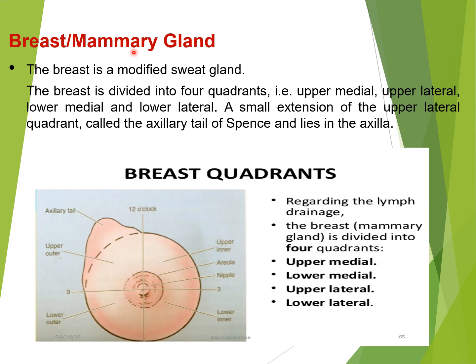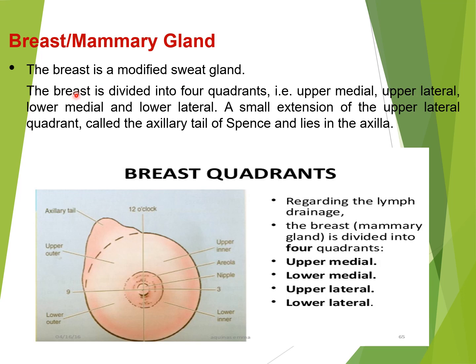The breast or the mammary gland is a modified sweat gland. This is very, very important. In the exams also, practical exams, they will ask you which type of gland it is. So the breast is a modified sweat gland, right? And it lies in the superficial fascia of the pectoral region. Remember that. I have told you in the previous slide where exactly in the pectoral region, that is in the superficial fascia, and it is a modified sweat gland.